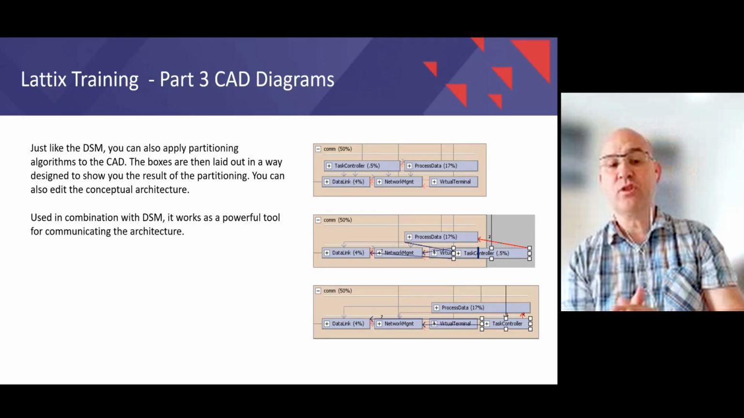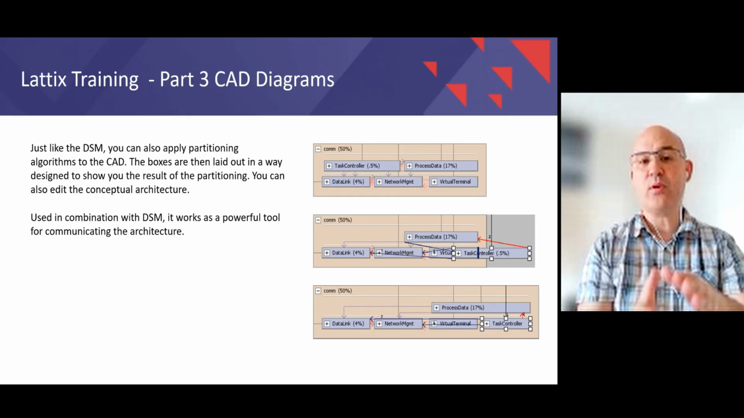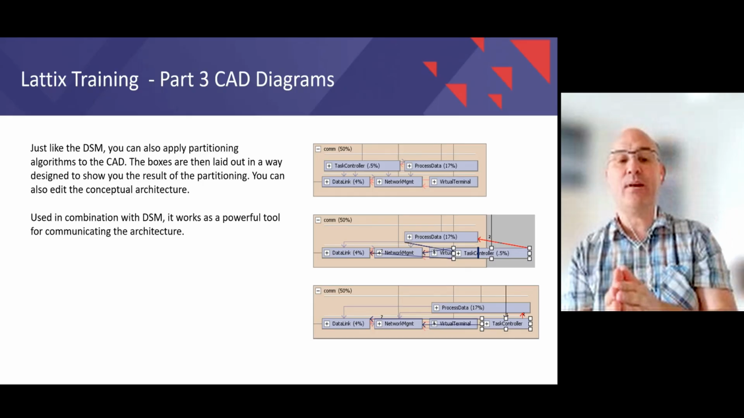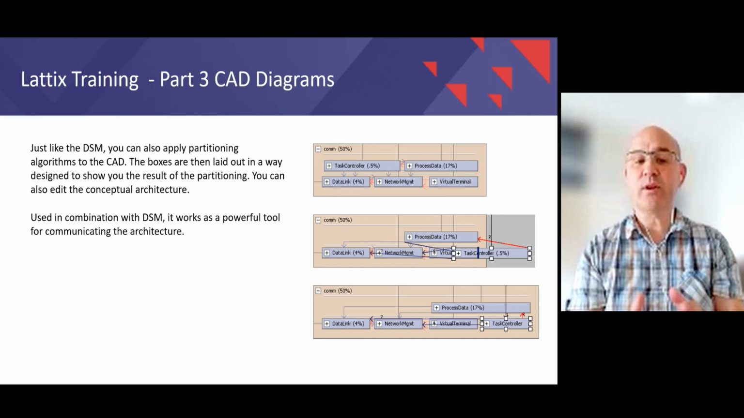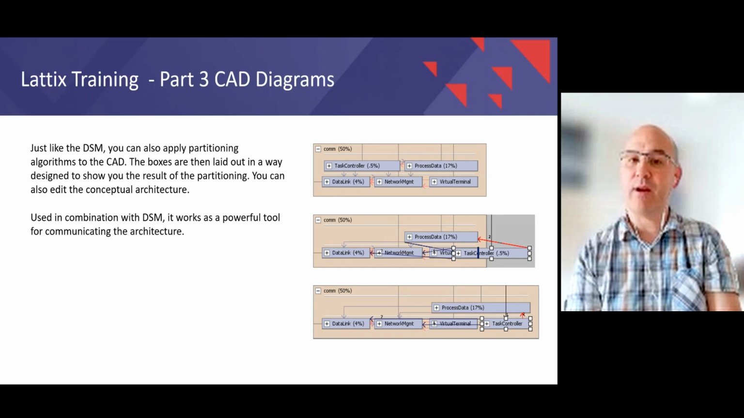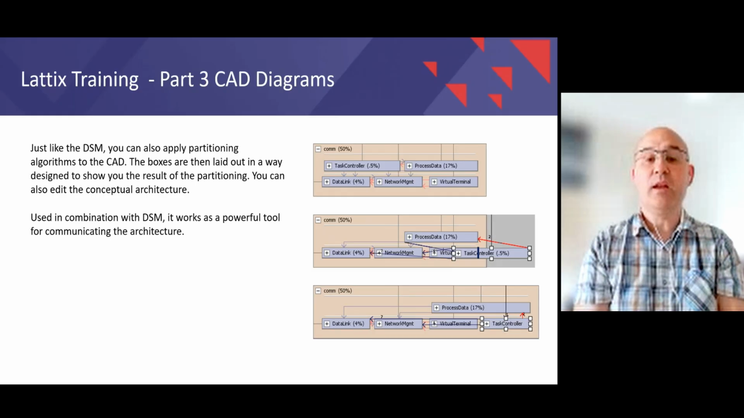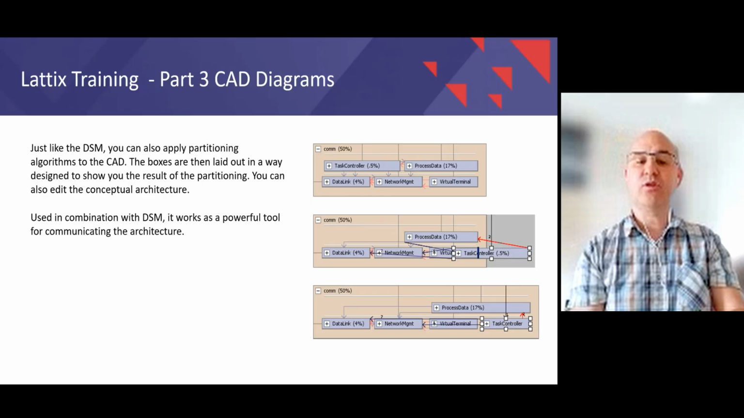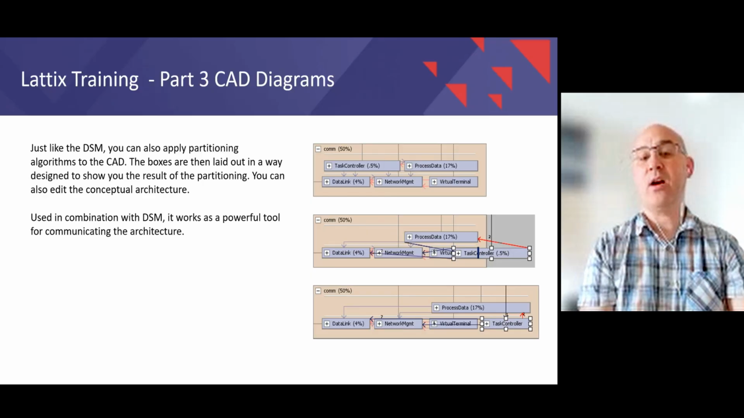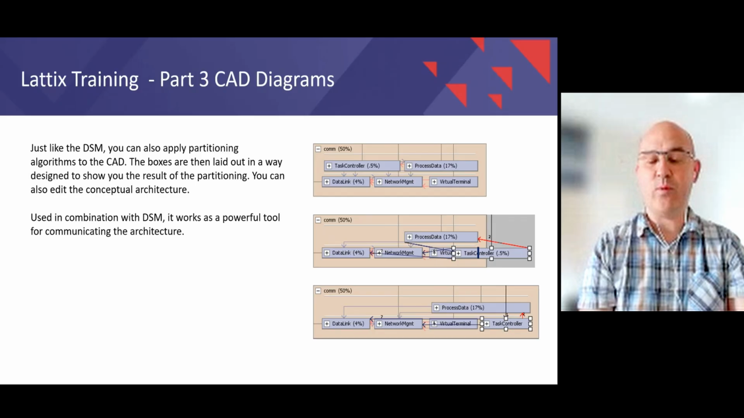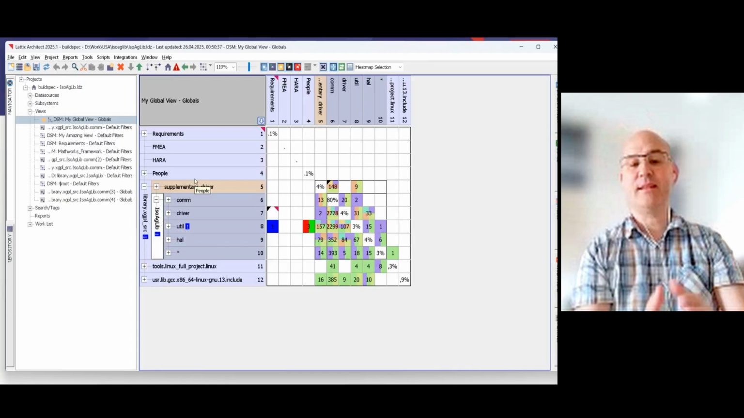Just like the dependency structure matrix, you can also apply partitioning algorithms to the CAD. The boxes are then structured and laid out in a way that's designed to show you the result of that partitioning. And you can also edit the conceptual architecture diagram and the diagrams themselves until they appear as you wish. Used in combination with dependency structure matrices, they work as a very powerful tool for communicating the architecture in a different way. So without further ado, let's go back to Lattix.